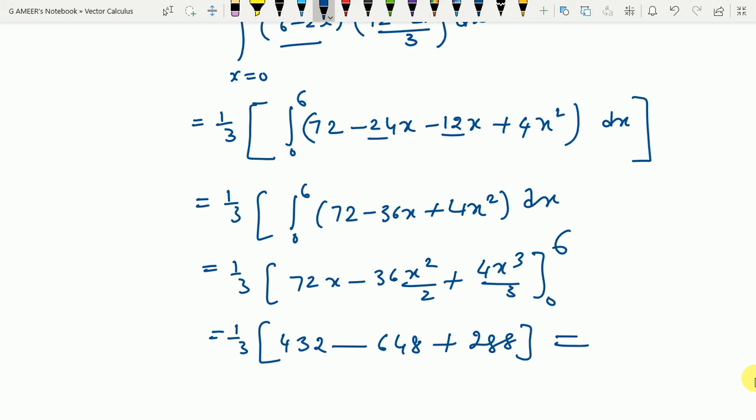Now what I'll get here: 432 plus 288 is 720, minus 648, I'll get 72. 1/3 of 72 is obviously 24. The integration is obviously in square units. So the answer will be 24 square units.